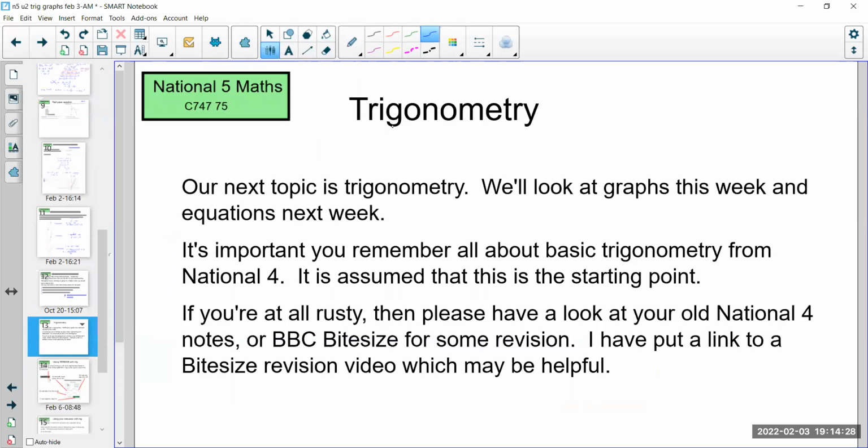Next topic, trigonometry. Trigonometry stands for three angles in a triangle, so measurement of angles within a triangle, okay? We will look at graphs this week and equations next week. It is important that you remember the basics about trigonometry.